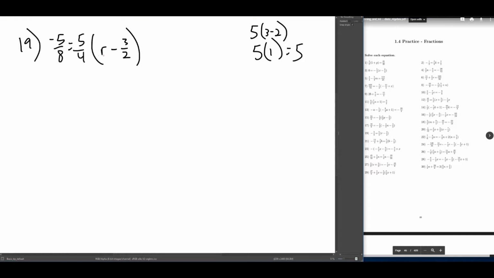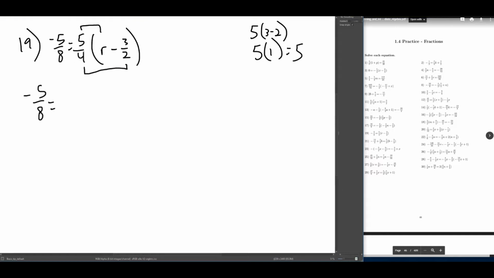But we can't do that because we cannot subtract 3 over 2 from r. r can be anything, whereas 3 over 2 is definitively a number. It's nothing else. r could be apples. You can't subtract 3 over 2 from an apple, or 2 apples, or 3 apples. You can only do subtraction and addition with like terms. However, you can multiply unlike terms. So check this out. We're going to multiply this guy by this, and this guy by that.